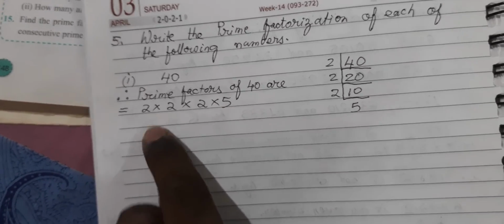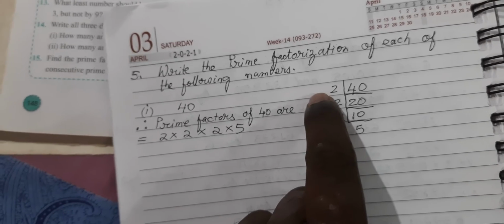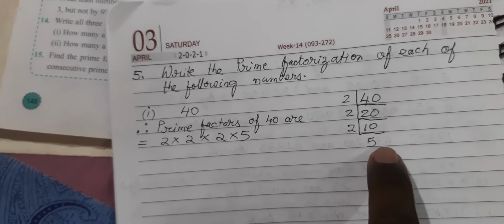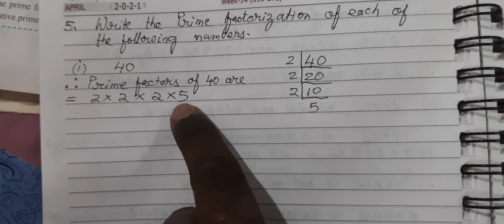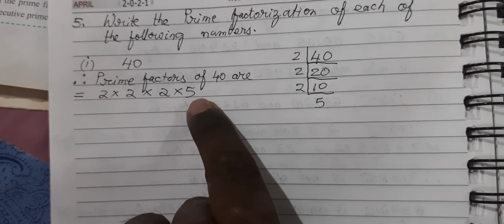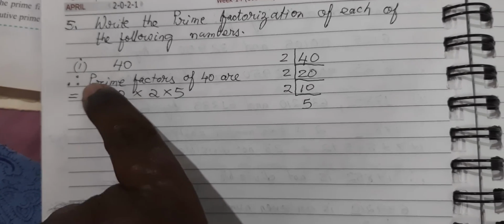From where did I get them? I got them from here only. See the sequence? There are 3 2's. At the end there is a 5. Here also at the end there is a 5. All these numbers are prime numbers. 2 is a prime number, 2 is a prime number, 2 is a prime number, 5 also is a prime number. Since all of them are prime numbers, that's why we call them prime factors.